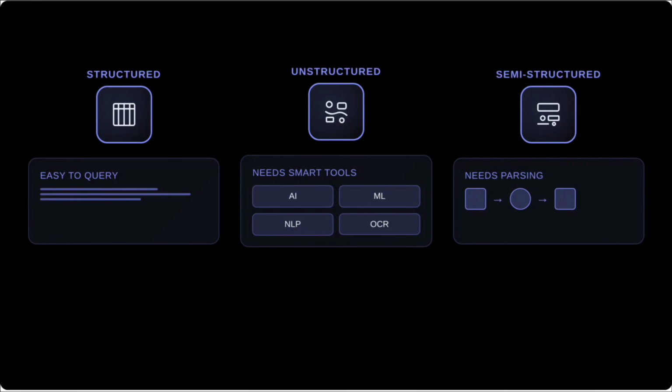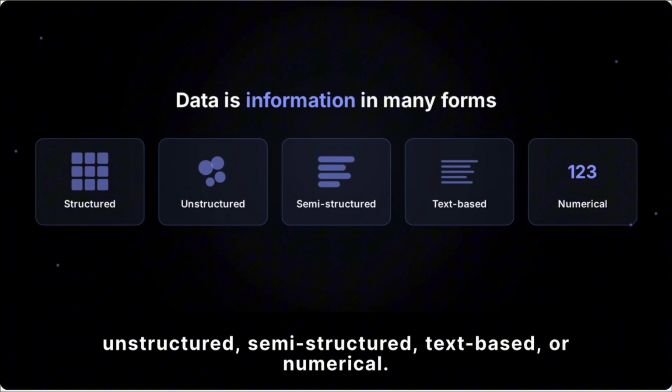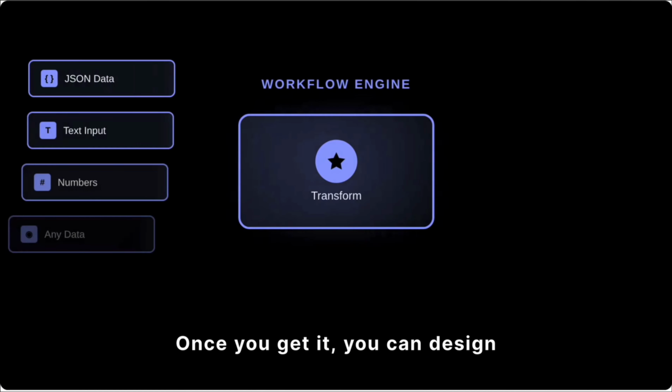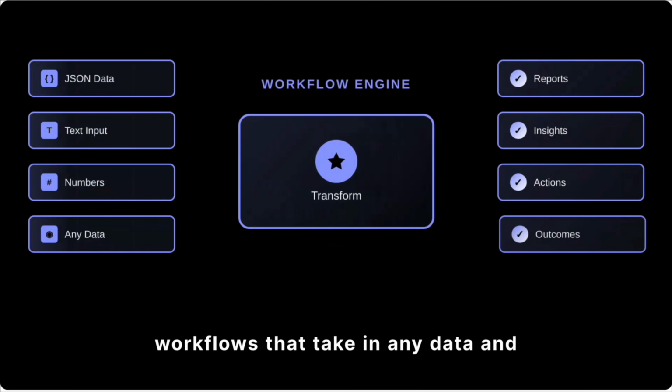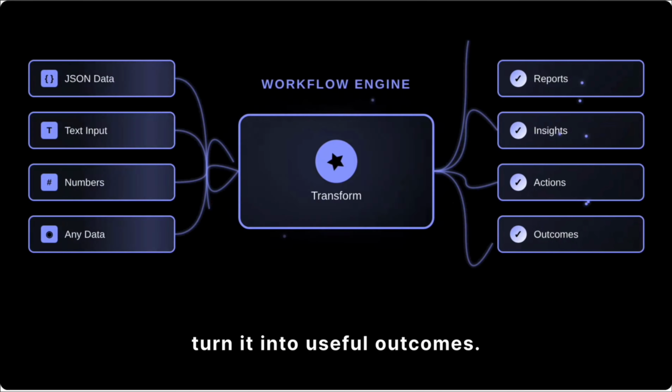So to wrap up, data equals information in many forms. We've got structured, unstructured, and semi-structured types. Data can be text-based or numerical, and the way we handle each type is different. Mastering this is like learning the language your automations speak. Once you get it, you can design workflows that take in any data, clean or messy, and turn it into useful outcomes. That's it for this session. In the next one, we'll dig into how data actually moves between systems.